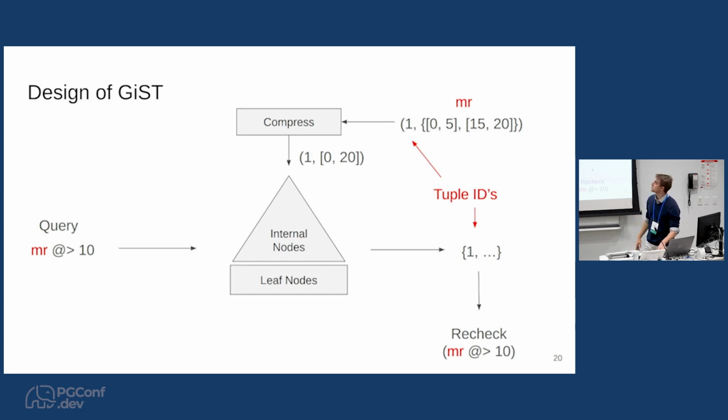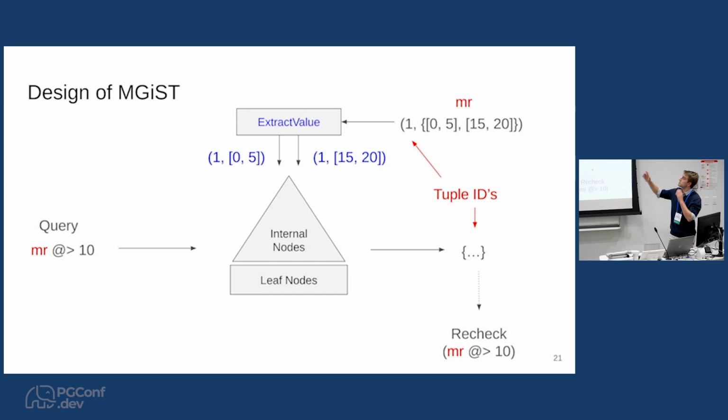So now how this changes with respect to MGiST, the idea is that just like in Gin, we want to split our value before inserting it in the index. Here, extract value is the exact same method as Gin has, it's the same name, and simply takes a value and then returns a set of entries that we want to insert in the index. In the case of multi-ranges, essentially we create one entry per range. So here we have two of them because our initial multi-range has 2 ranges. And of course, since these two correspond to the same tuple, they have the same tuple ID.